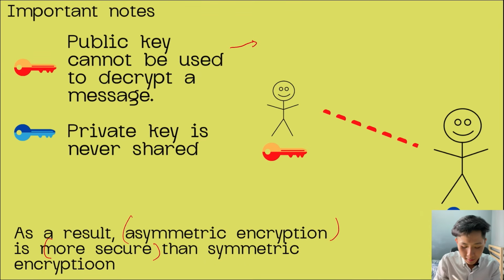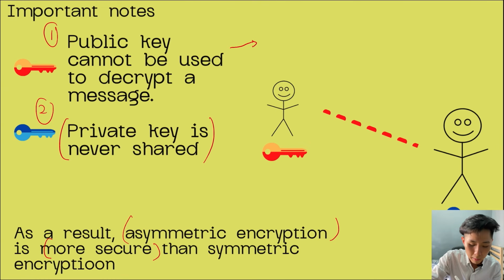And another thing that makes asymmetric encryption so safe is that the private key is never shared. Therefore, the people outside, even though they can encrypt a message and send it to the receiver, cannot decrypt the message because they do not have the private key. The private key is only kept by the receiver. And by using these 2 theories, the public key cannot be used to decrypt and the private key is never shared, this makes asymmetric encryption much safer as compared to symmetric encryption.